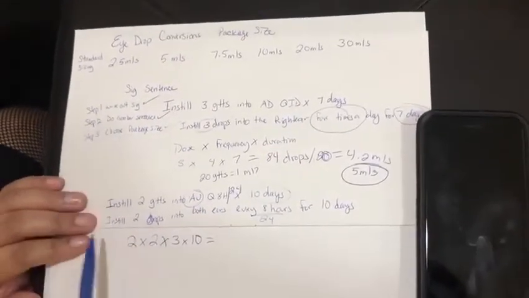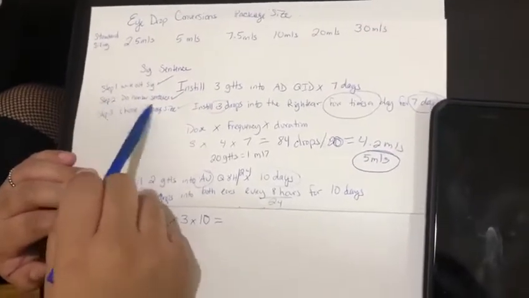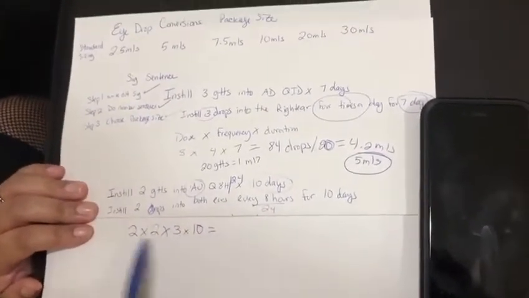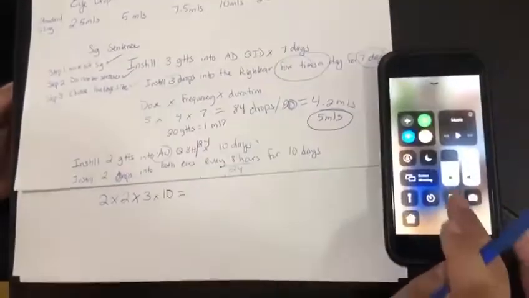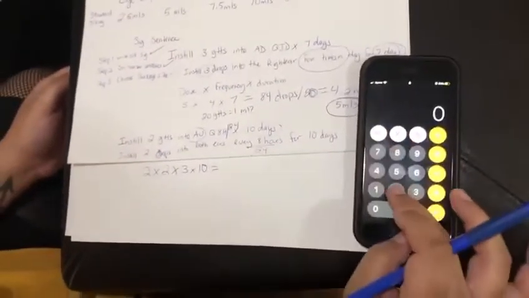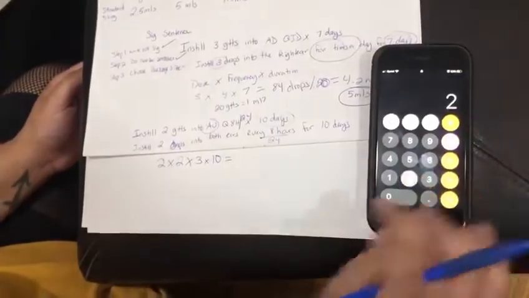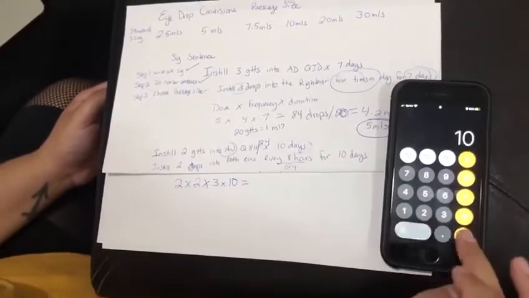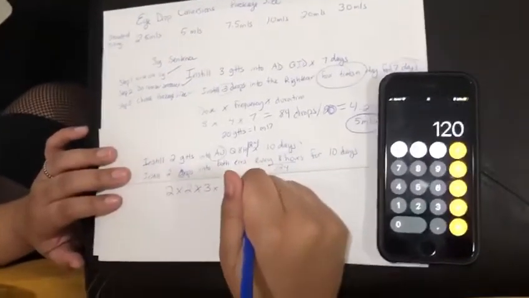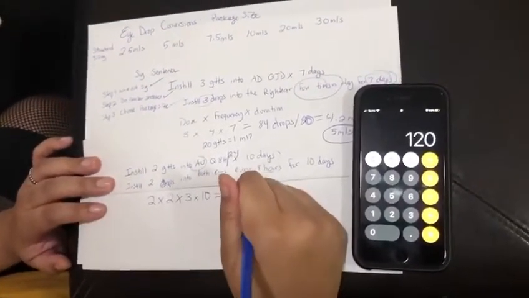Step 2 requires us to determine how many drops are in our number sentence. So let's go ahead and add that and do the multiplication straight across. So we have 2 drops times 2 ears times 3 times a day for 10 days. This gives us a total of 120 drops.